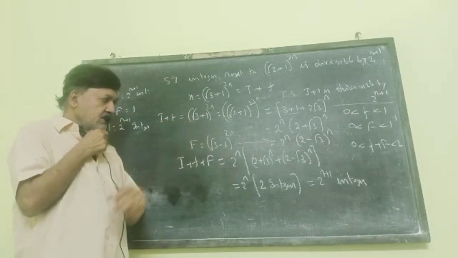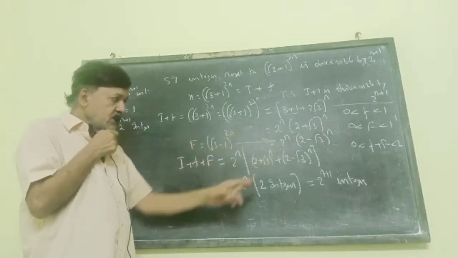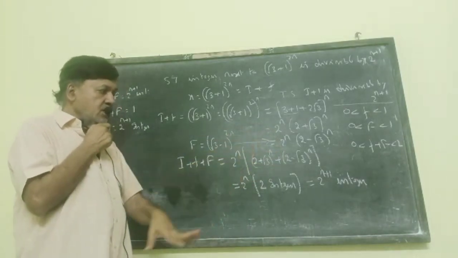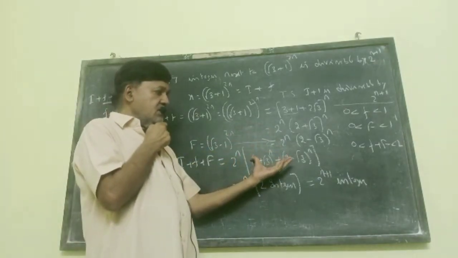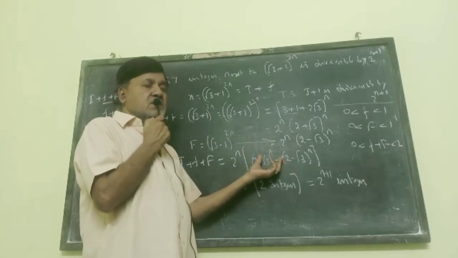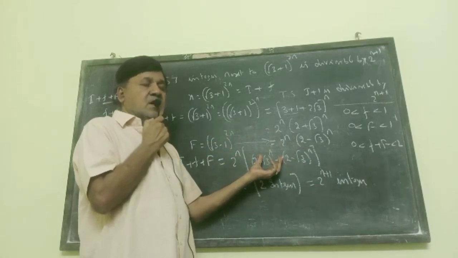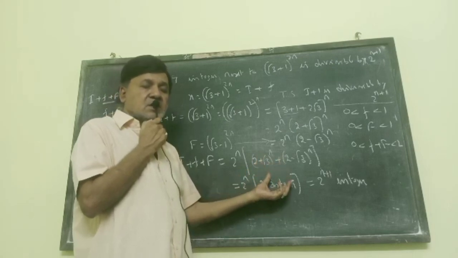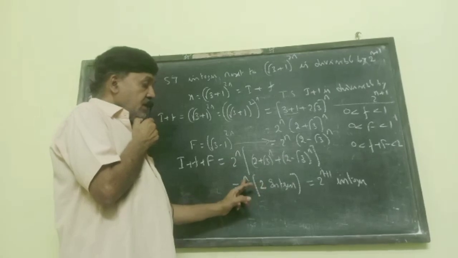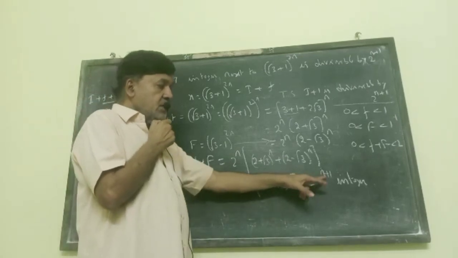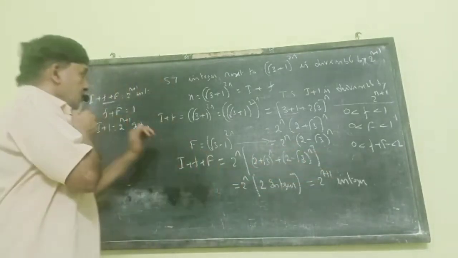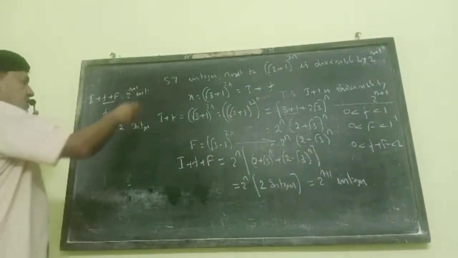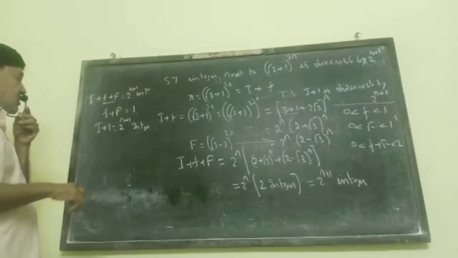If you consider 2 power n common in both, 2 power n into (2 plus root 3) whole power n plus (2 minus root 3) whole power n, you will get... When you expand this, you are going to get what? All the integer terms will come twice. All irrational terms will cancel. So this is basically what? 2 into integer. 2 power n into 2 into integer is 2 power n plus 1 into integer. So therefore I plus f is equal to 2 power n plus 1 into integer.